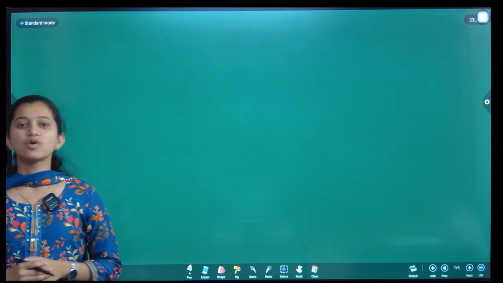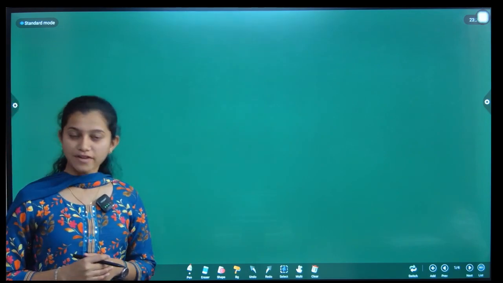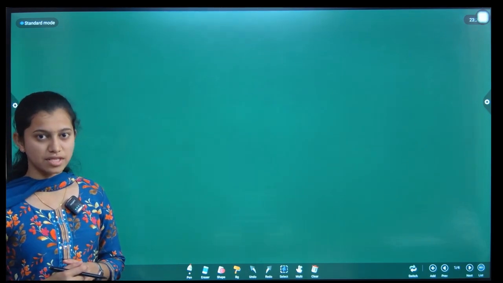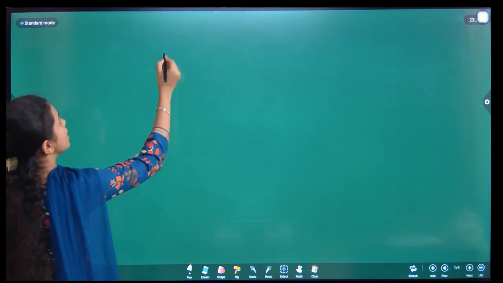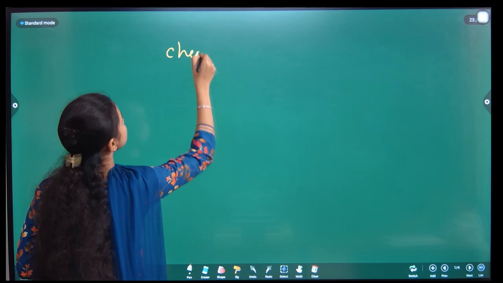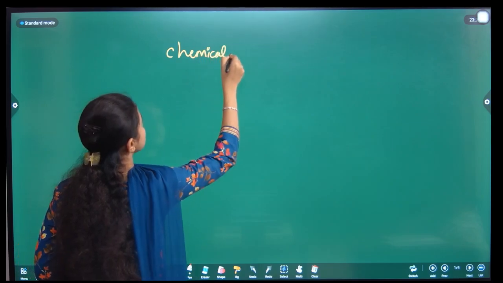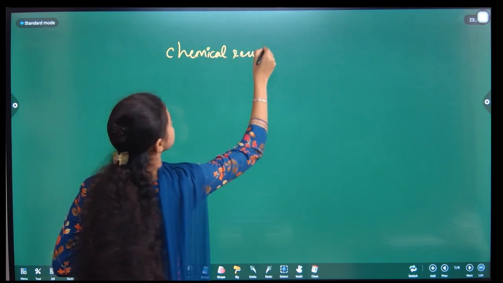Today's concept is all about SSLC first chapter which comes in chemistry, that is chemical reactions and equations. Let's start this one, that is chemical reactions and equations.